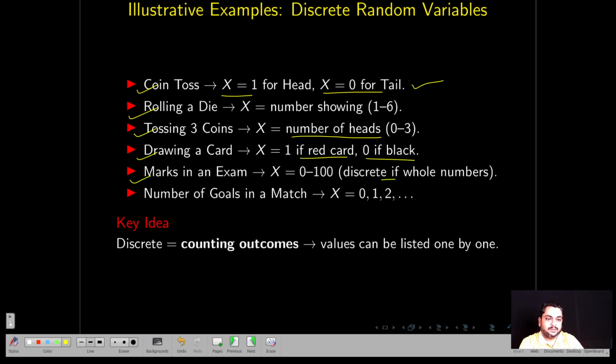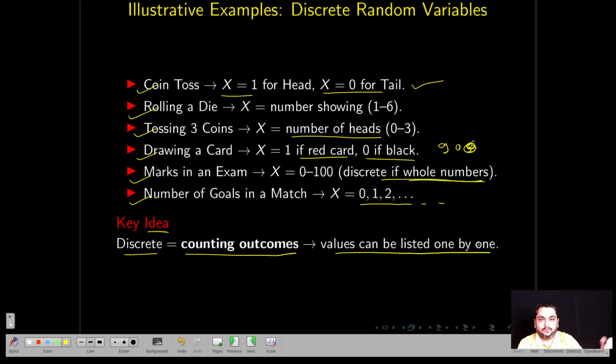Marks in an exam are discrete if whole numbers. I can get marks like 90.5, but usually if we assume it as a whole number, then it is a discrete case. Number of goals in a football match may be 0, 1, 2, anything. So it's a discrete case. So what is the idea behind this? Discrete means counting the outcomes. Values can be listed one by one, 1, 2, 3, 4, like that.